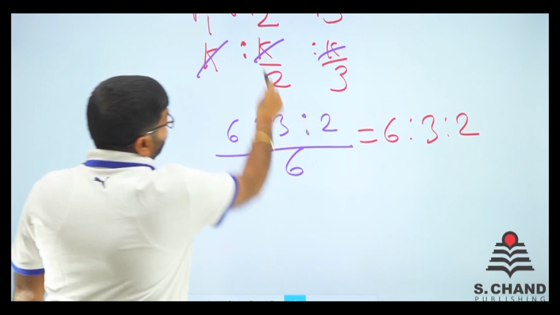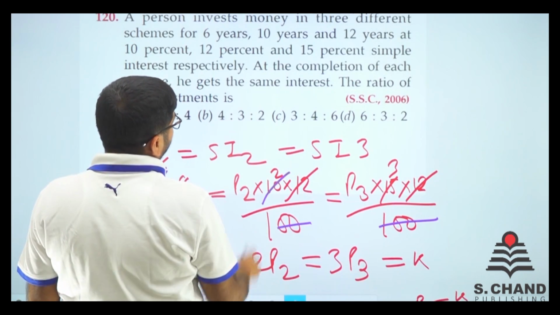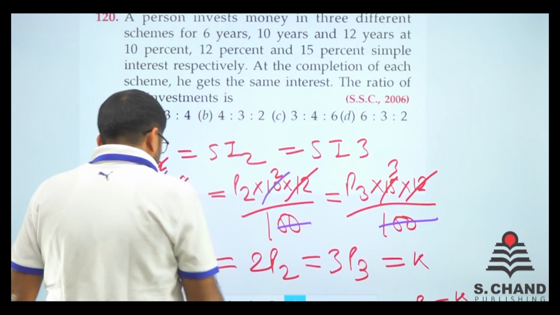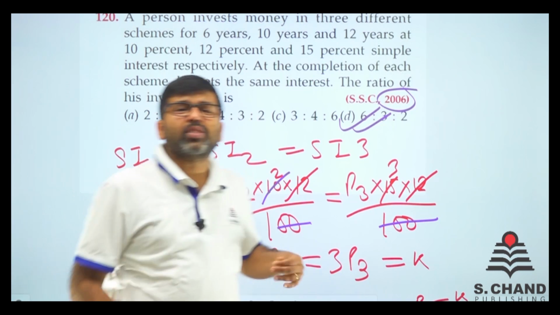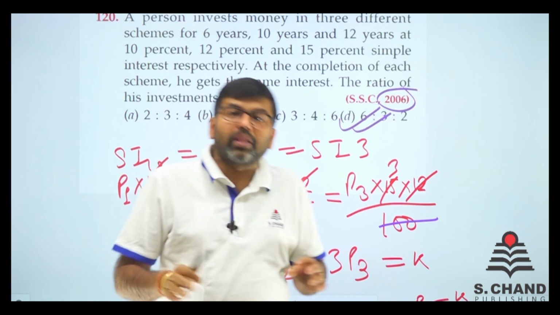Is there any option like 6 is to 3 is to 2? Yes, we have. Option number D. So it is also a previous year question, and in this way, you can do all the questions you need.